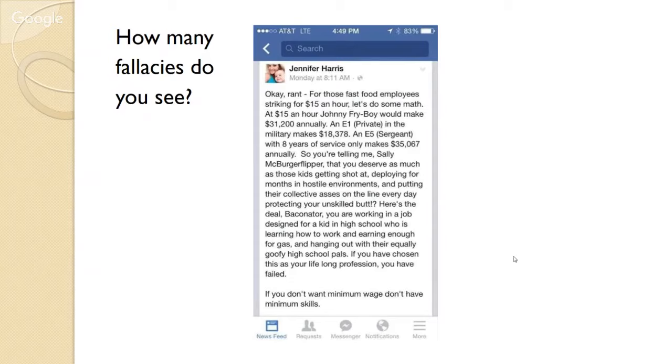You are working in a job designed for a kid in high school who is learning how to work and earning enough for gas and hanging out with her equally goofy high school pals. If you have chosen this as your lifelong profession, you have failed.